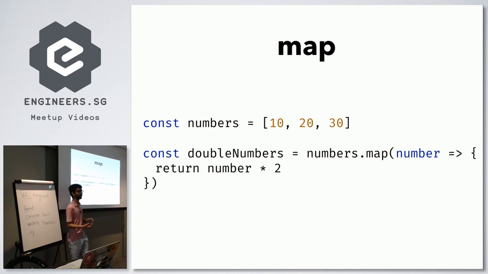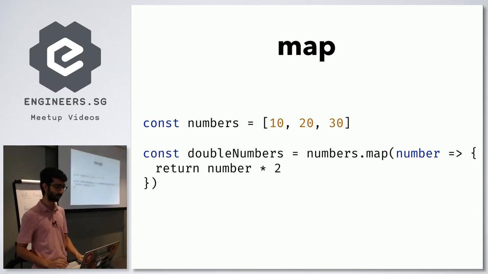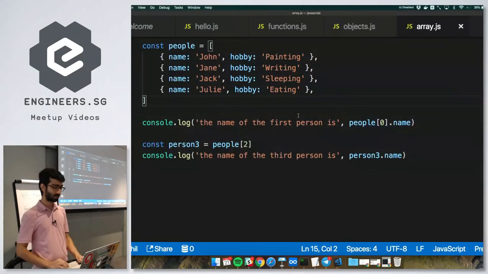So anytime you see something like, I have an array, for every item I want to transform it in the same way and get a new array back, we can use this map function. We give it a function that's called for every item in the array. So you can try it out. Let's create a numbers array.